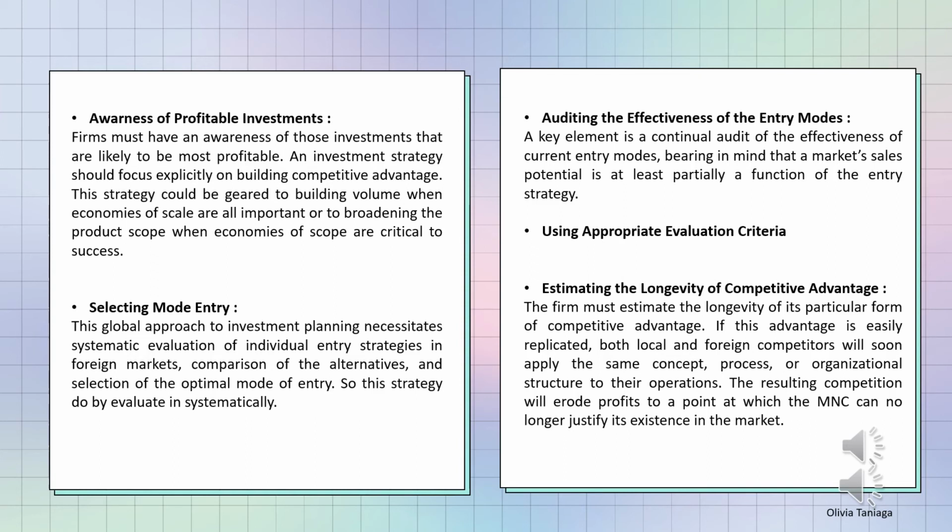The first one is awareness of profitable investment. Firms must have an awareness of those investments that are likely to be most profitable. An investment strategy should focus explicitly on building competitive advantage. This strategy could be geared to building volume when economies of scale are all important, or to broadening the product scope when economies of scope are critical to success.